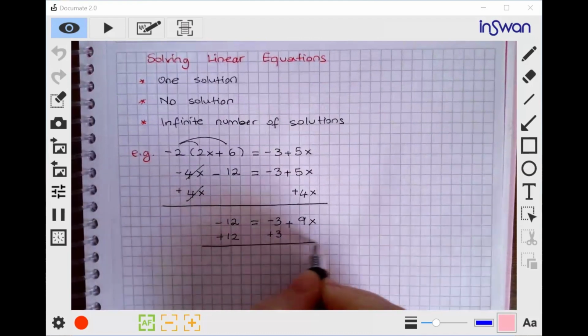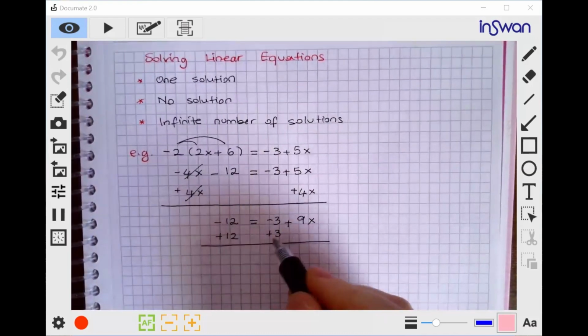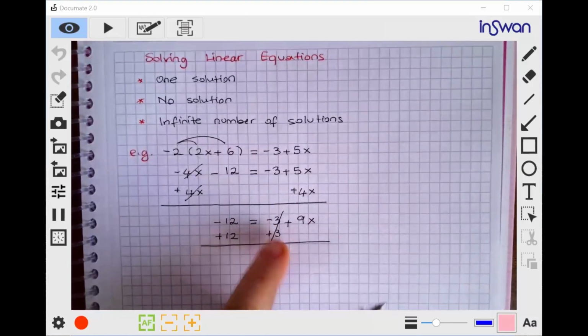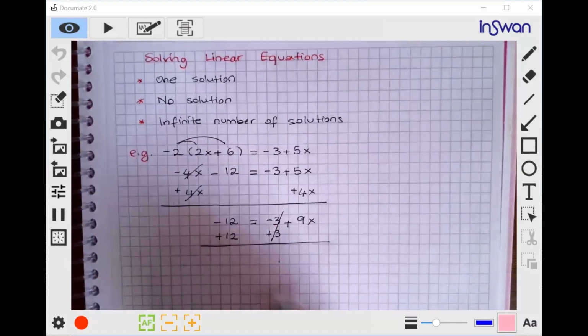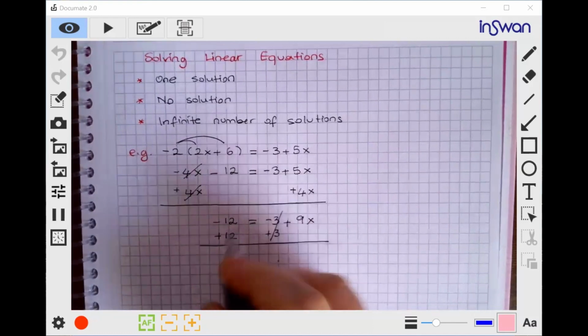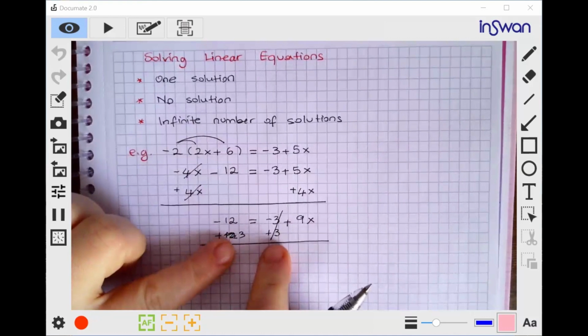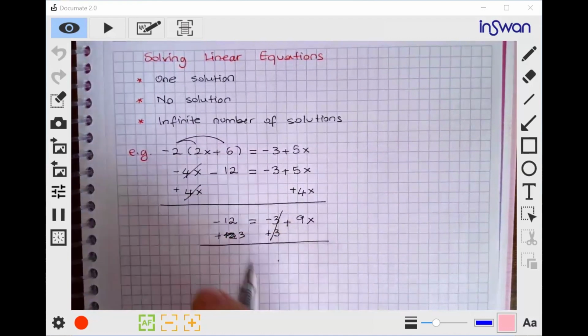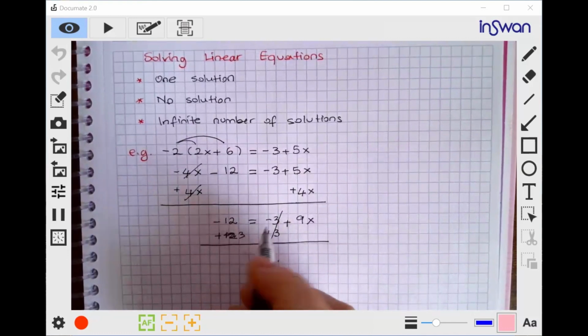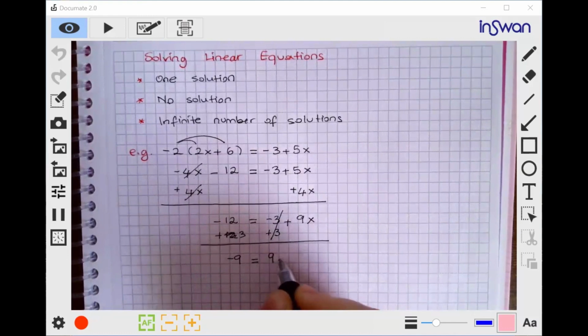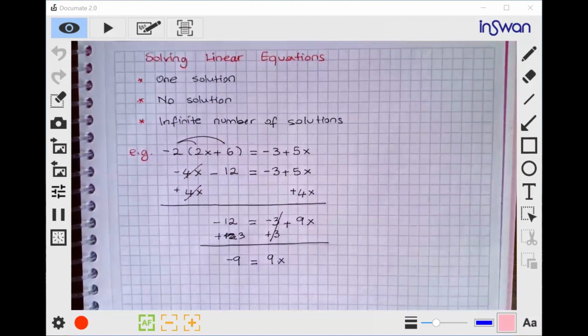So in the next step, we will just add 3 to both sides, which will cancel out with the negative 3 on the right. So we actually add positive 3 to both sides, right? So we add the same number on both sides. And on the left, negative 12 plus 3 equals negative 9, which equals 9x on the right.